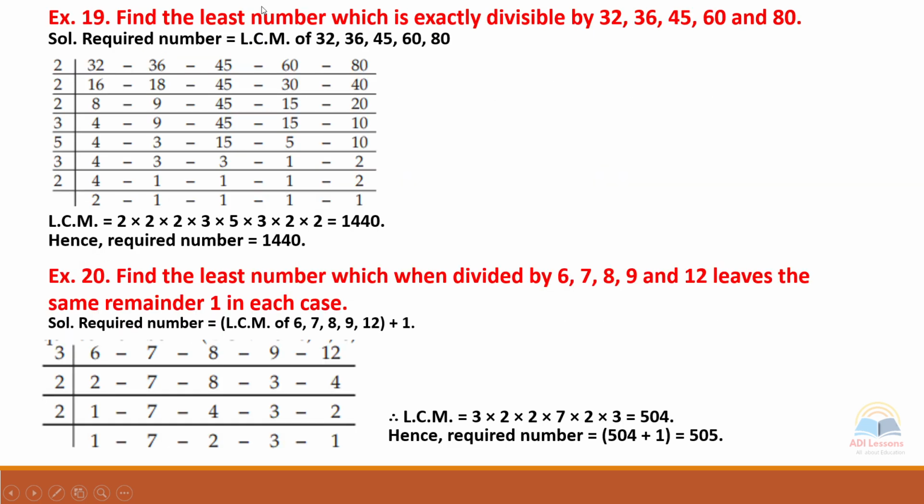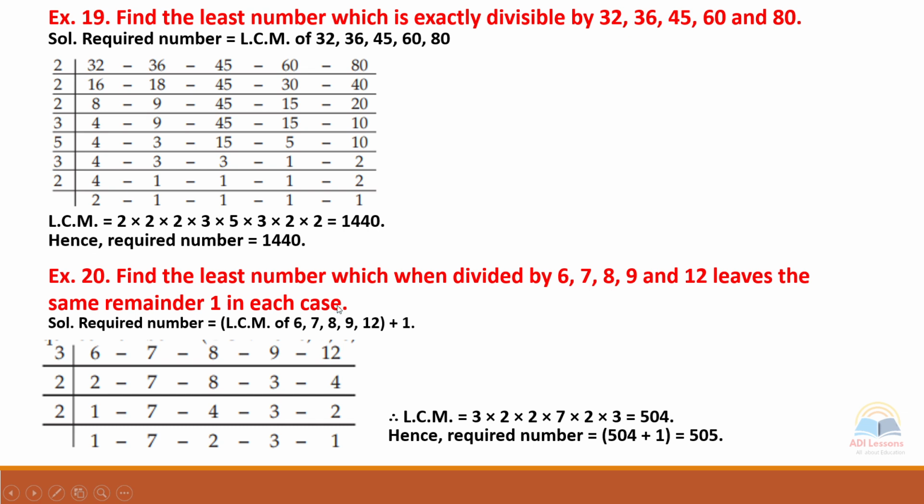Find the least number which is exactly divisible by 32, 36, 45, 60 and 80. Required number equal to LCM of given numbers. So LCM of given numbers is 1440.